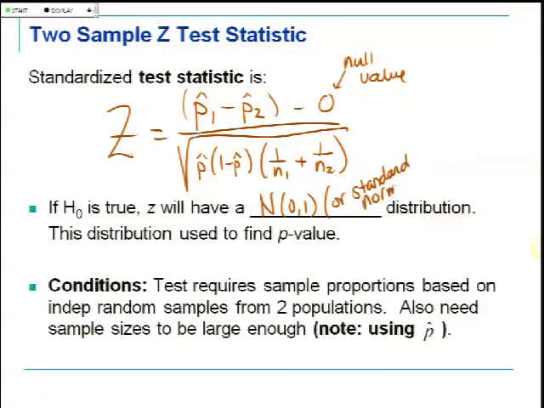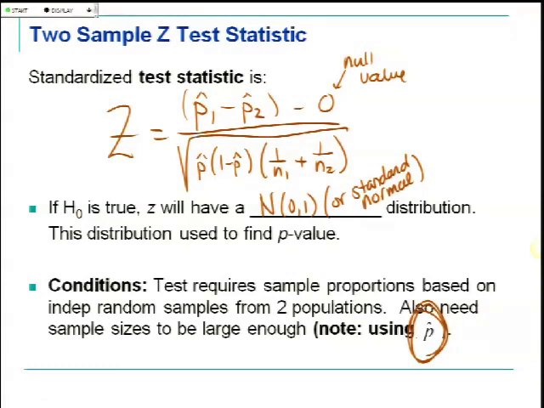So we'll get to use table A1 one more time today. We use that model to find the p-value. And the conditions are pretty much the same as those for confidence intervals. You still have to have each a random sample and independent. But note that the statement for how to check if you have a large enough sample uses the common p-hat.